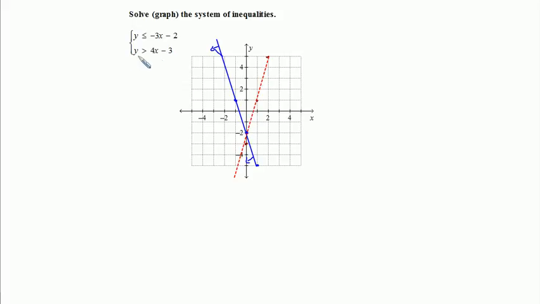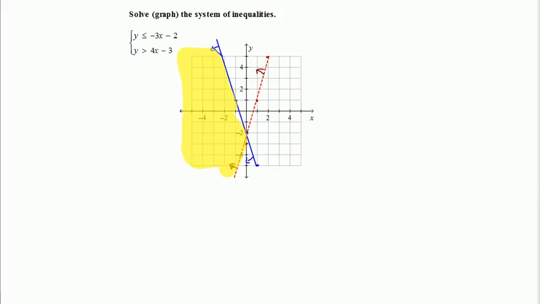If I plug in 0, 0, I get 0 is greater than -3. That's true, so the 0, 0 side of this line is the true side. We always shade true sides, never false sides. So the overlap is going to be in this area out here. Let's go ahead and shade that in. And there we have our solution.